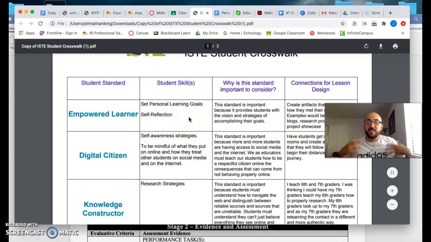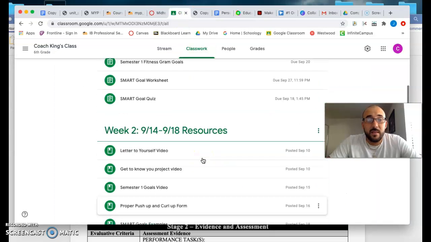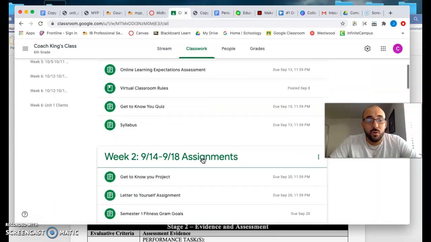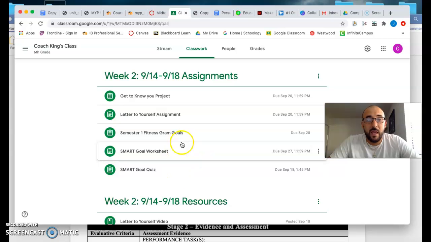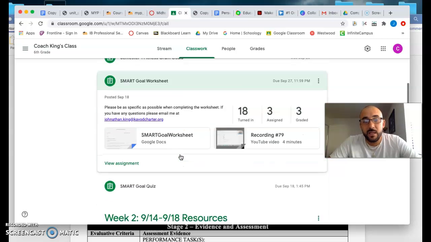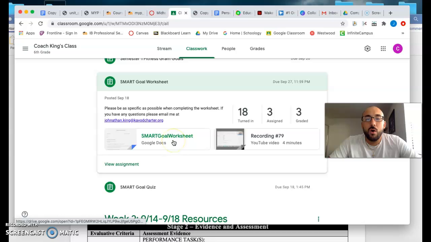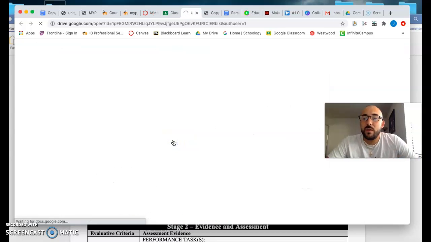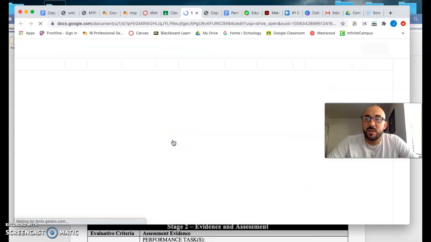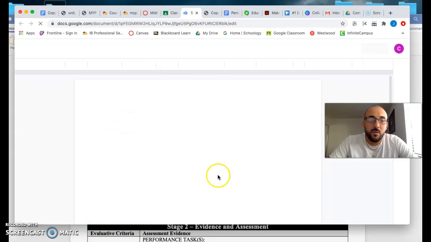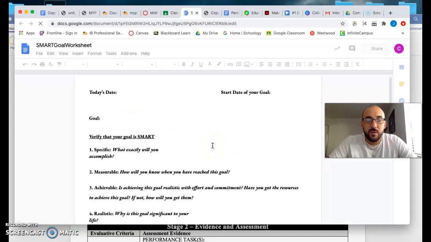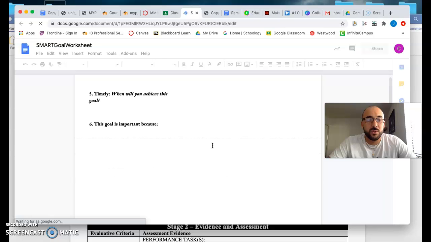Getting students to set personal goals. What my students did was they did that. They created goals, and I can go ahead and show you. They created a SMART goals worksheet, which they completed. And it went over what their goals were at the beginning of this year. So that was one assignment, and they specifically talked about what their goals were.